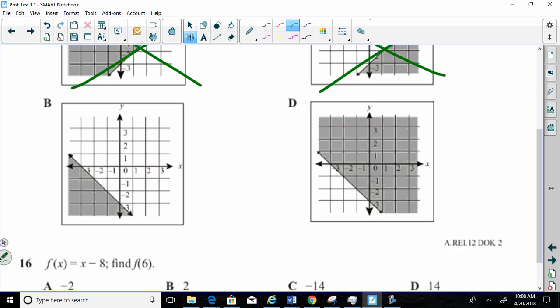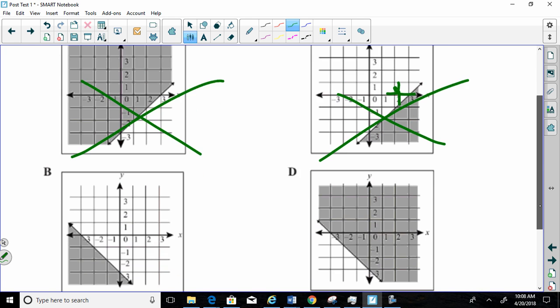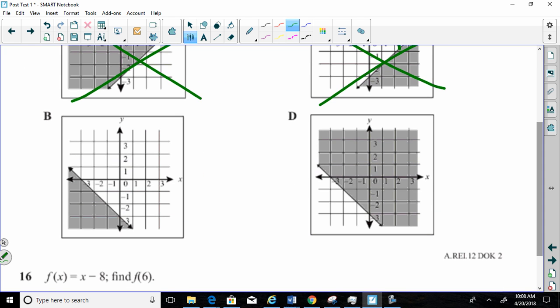So both of them have -3, but is y less than or greater than the equation? Less than, right? So less than would mean if I draw a person, it would be below their legs. So which one is it below their legs?